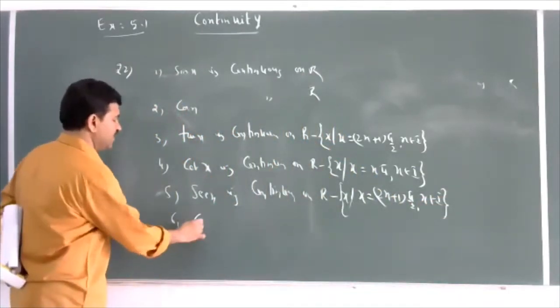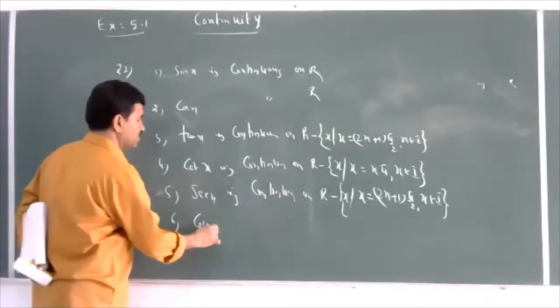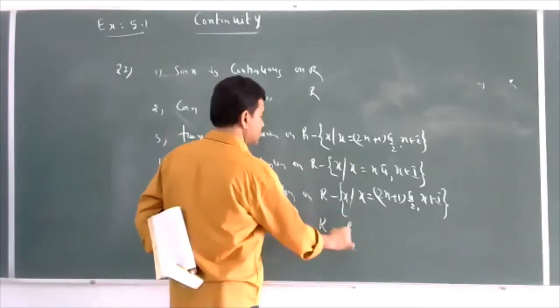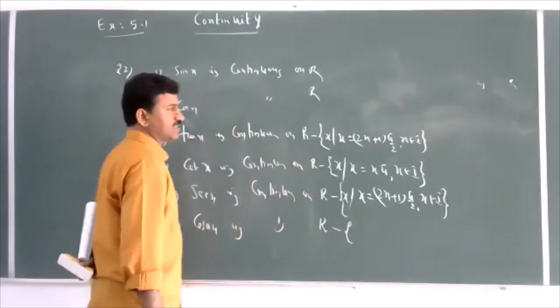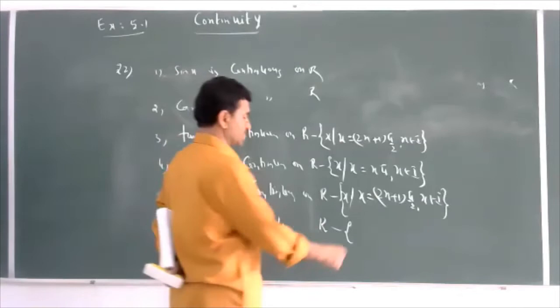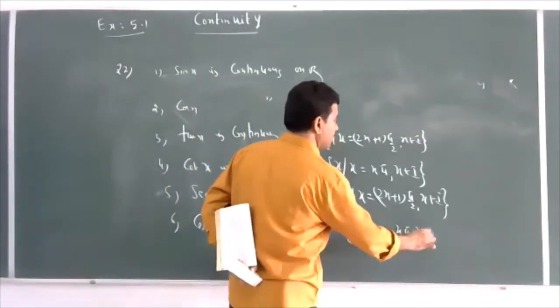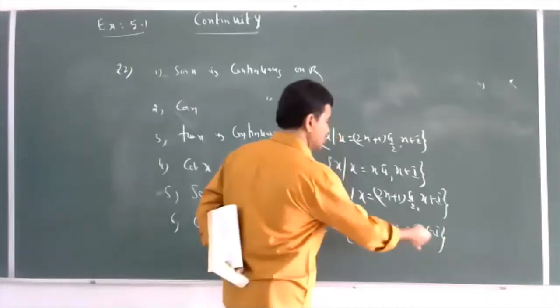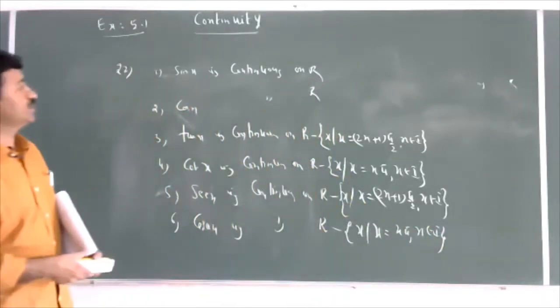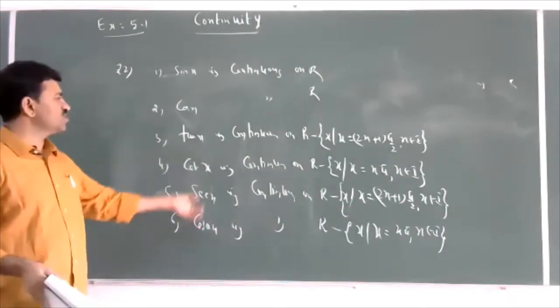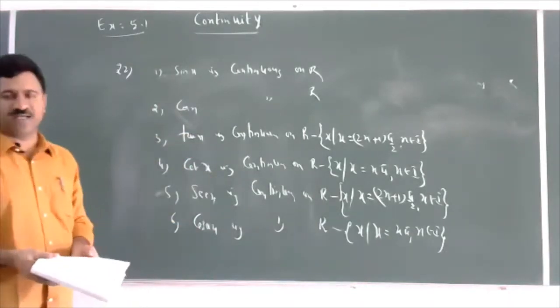Next, cosecant x. Cosecant x is 1 by sin x, and sin x is not equal to 0. So x such that x is equal to n pi, n belongs to I. Eliminating those elements, R minus of that set. So based on this, all trigonometrical functions are continuous in their domains.